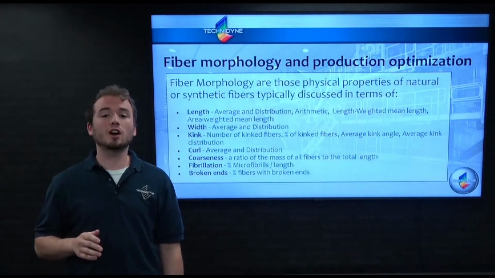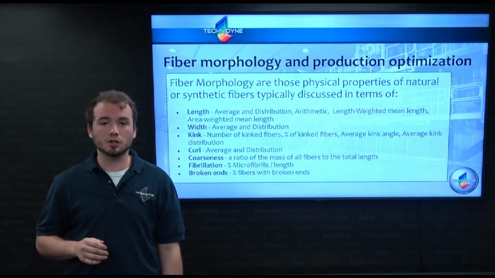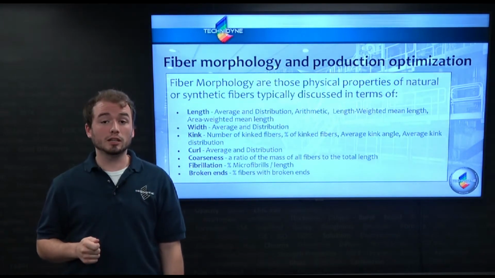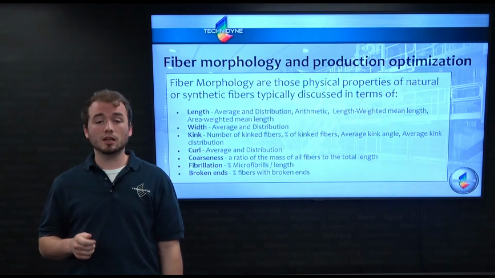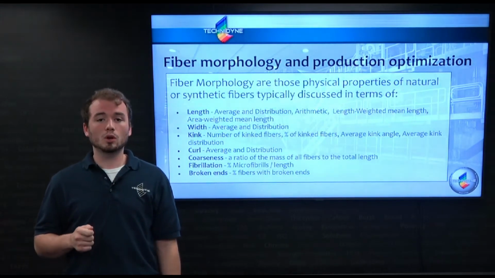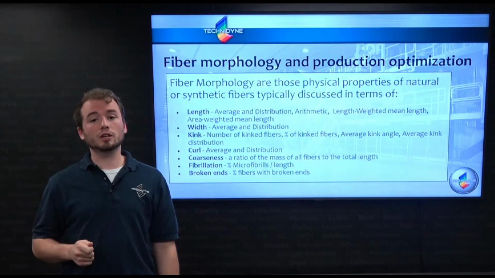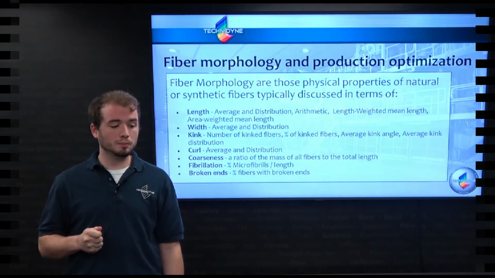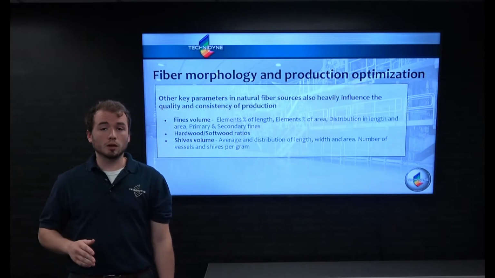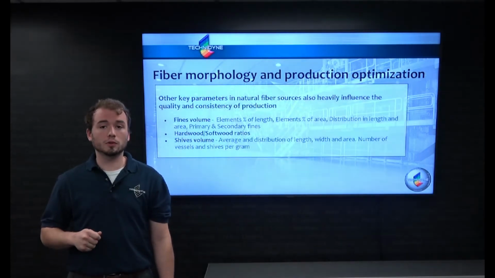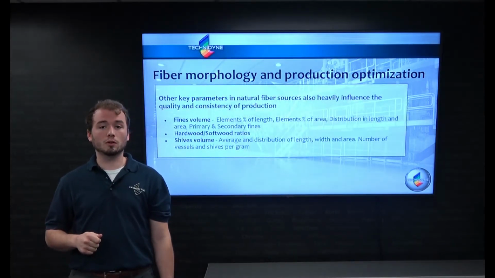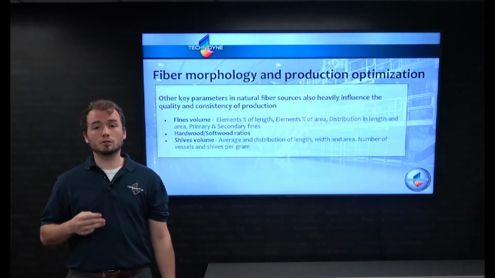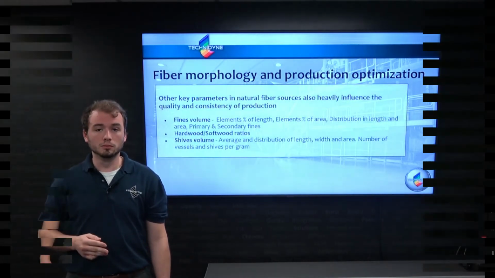In utilizing fiber morphology and production optimization, those fiber properties most commonly measured are length, width, kink, curl, coarseness, fibrillation index, as well as the percentage of those broken ends in your furnish. When we focus on natural fibers, other key parameters that influence the consistency of production are fines volume, hardwood-softwood ratios, as well as the chives content of a given sample.